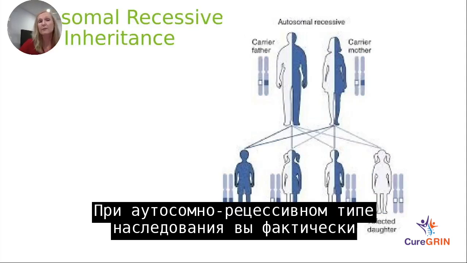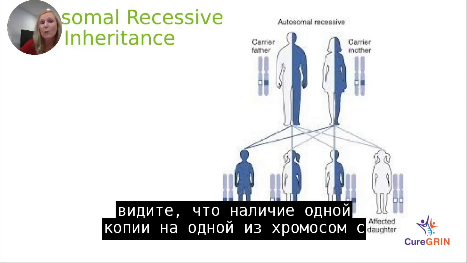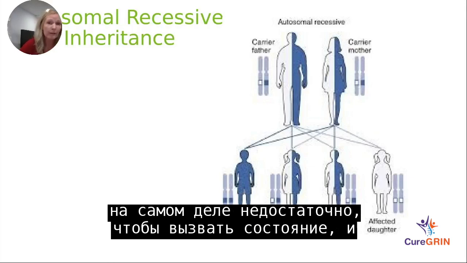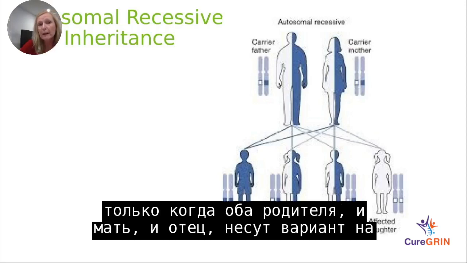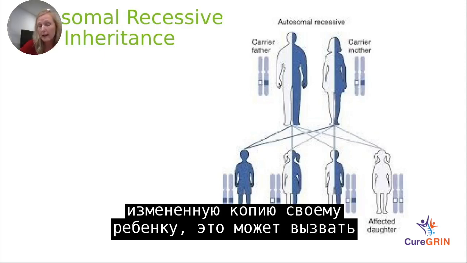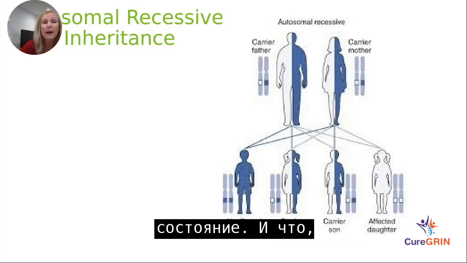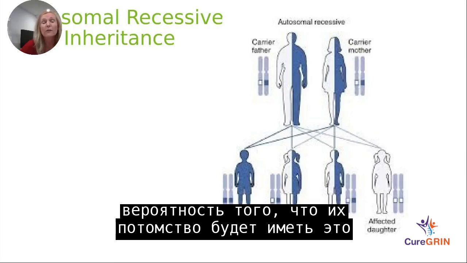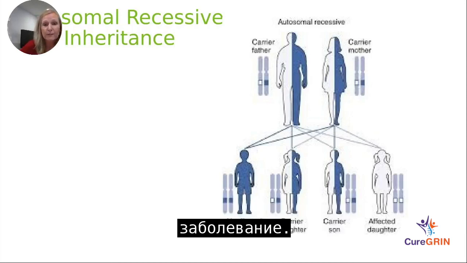In an autosomal recessive type of inheritance pattern, what you see is, in fact, that having one copy on one of the chromosomes with the genetic variant is not enough to cause the condition. It's only when both parents, both the mother and father, carry a variant on one copy of their chromosome, and they both pass that changed copy down to their child, that it can cause the condition. And what ends up happening there is there's a 25% chance of their offspring having this condition.